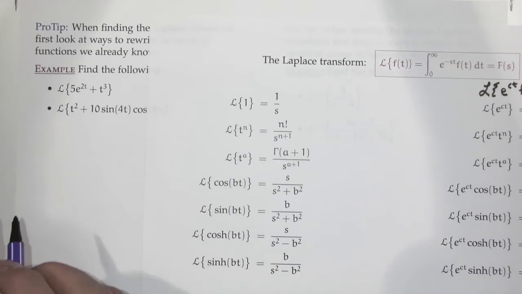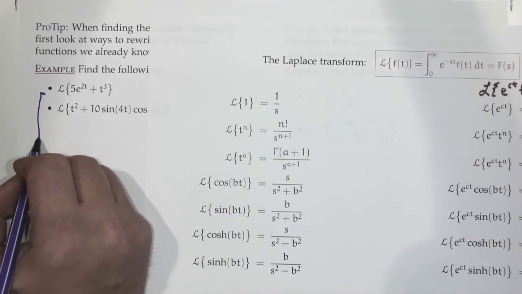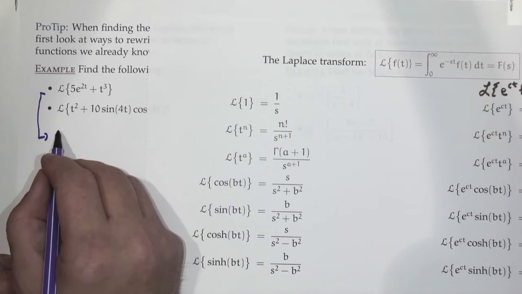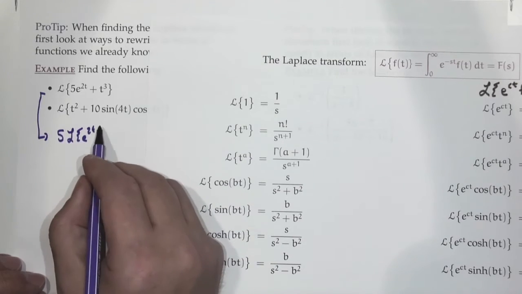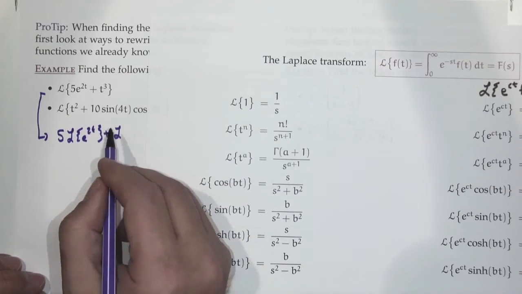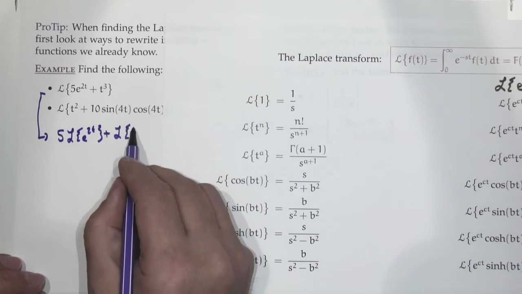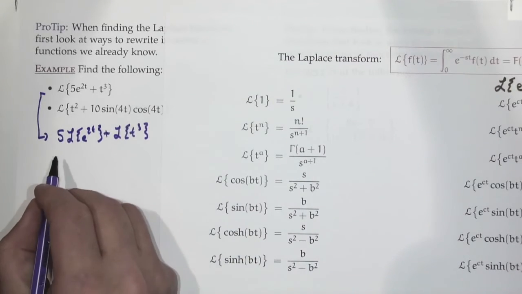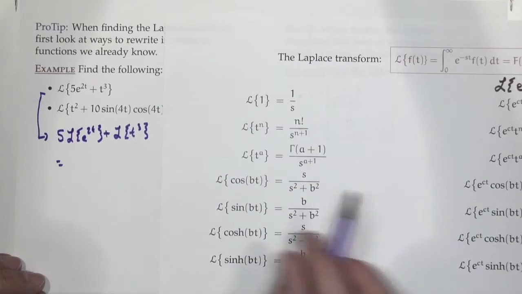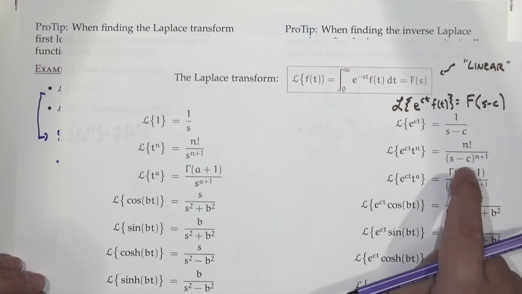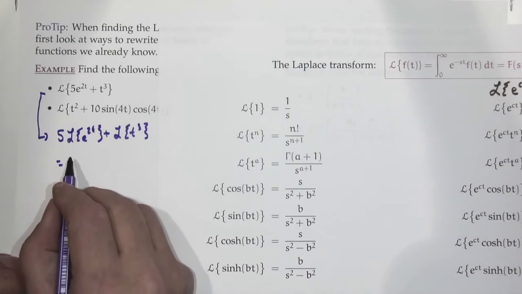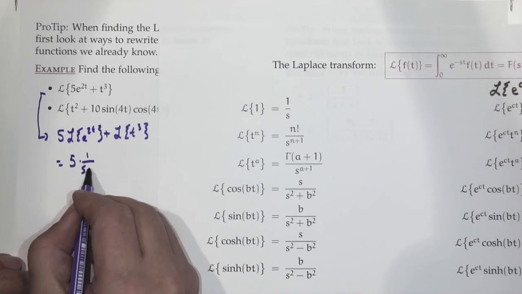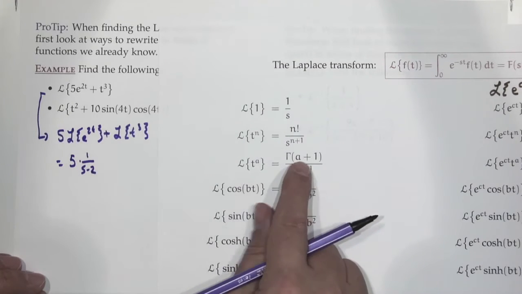So we say, great. So now for the first one, we say, well, use linearity. So 5 times the Laplace transform of e to the 2t plus the Laplace transform of t cubed. And we use our table. We say, okay, well, e to the 2t becomes what? 1 over s minus 2. So this becomes 5 times 1 over s minus 2. And t cubed becomes what?